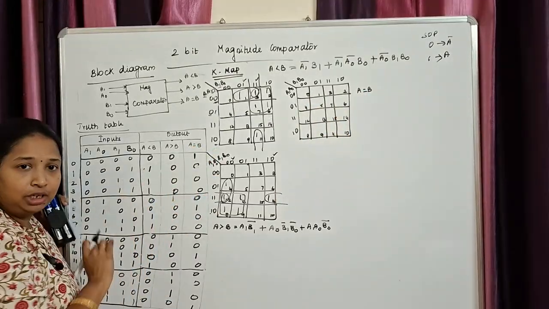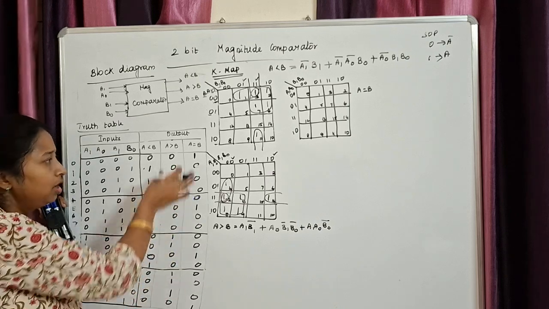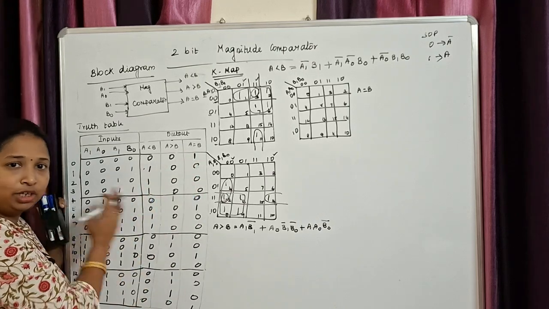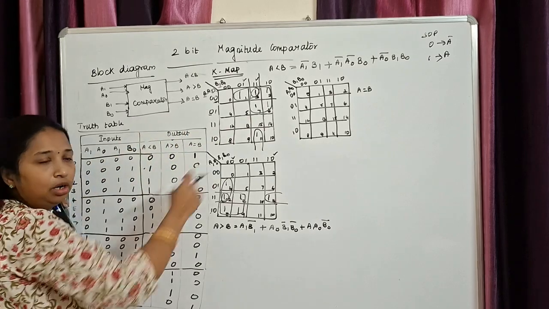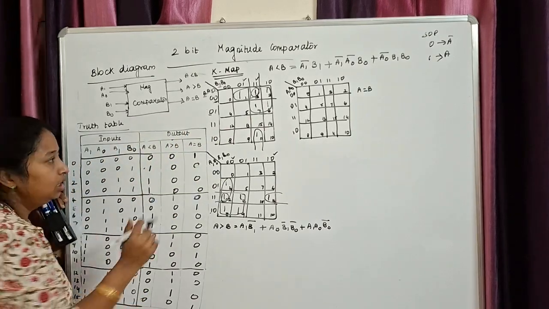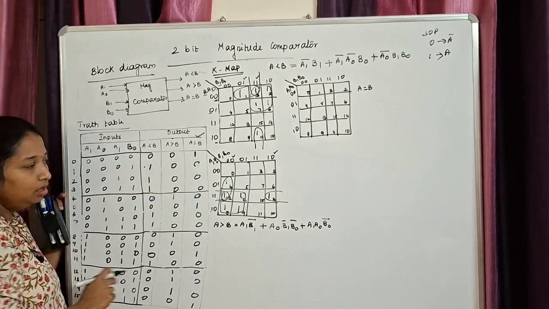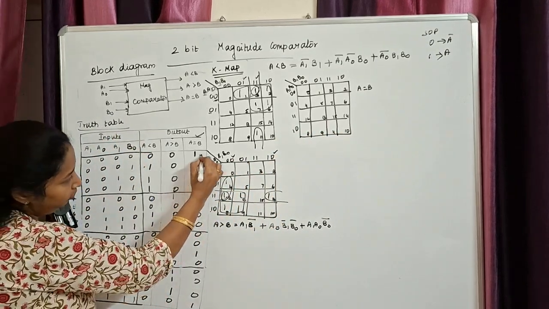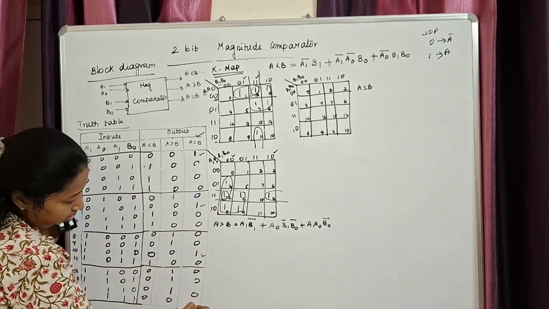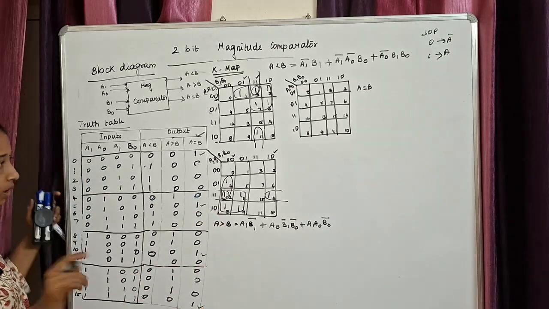Now, how do you position the numbers inside the K-map? The same procedure. Wherever you have got your output as 1, check for the corresponding decimal number. And against that particular decimal number, you have to position 1. Clear? We are going to do it for the A equal to B K-map. Clear? Now, check where all you have got 1. You have got 1 here, you have got 1 here, 1 here, and 1 here.